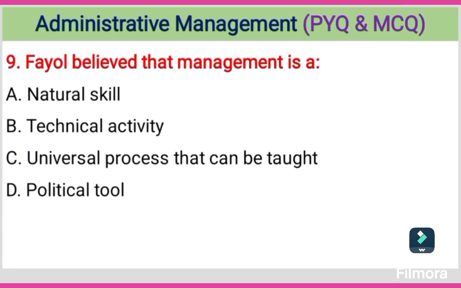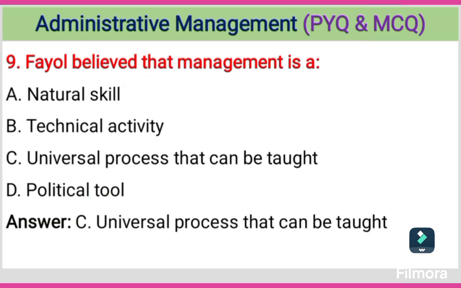Next is, we all believe that management is A. Natural skill, B. technical activity, C, universal process that can be taught, and the D is political tool. So the correct answer is C, that is universal process that can be taught.